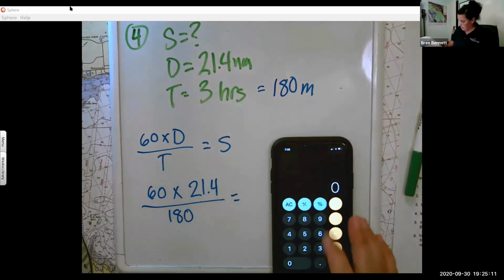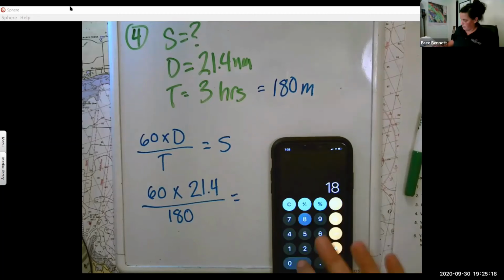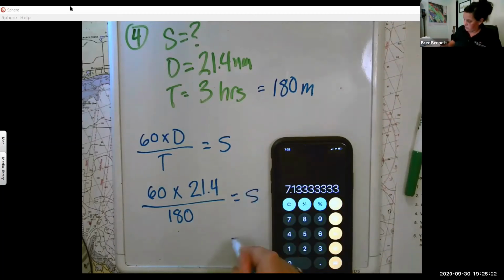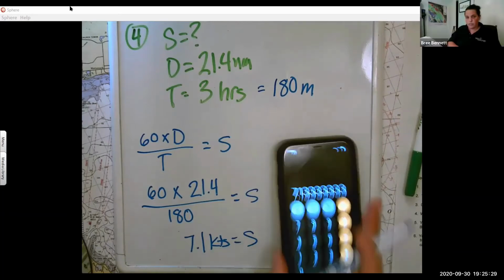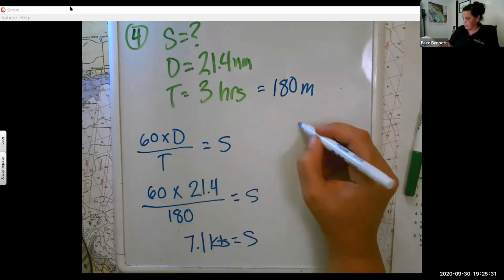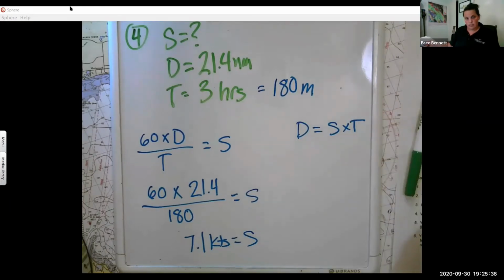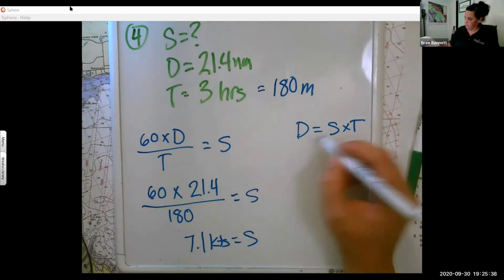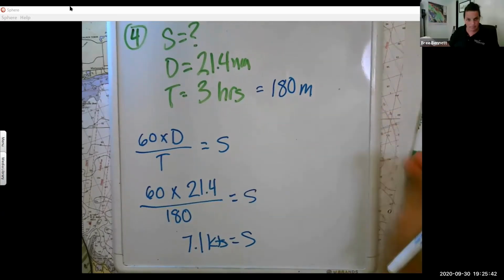Here we go. 60 times 21.4 divided by 180 gives us a speed of 7.1 knots. Did anybody do it the D equals S times T? If you took 21 divided by 3, you still got the same number. Exactly.